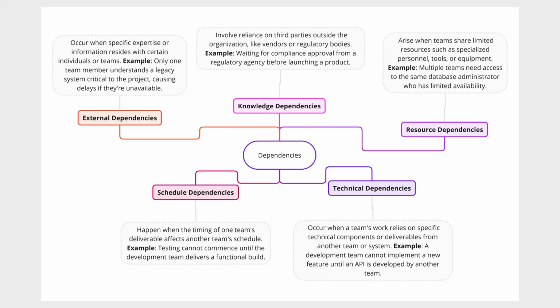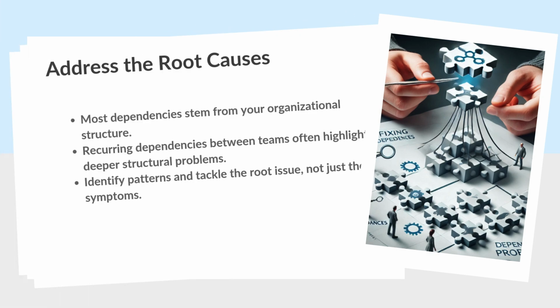Now that we know what we're up against, let's chart a course to manage these dependencies effectively. Here are 5 solid strategies to keep your agile ship sailing smoothly. Address the root causes of dependencies. Most dependencies are a direct result of our current organizational structure. They often stem from how teams are organized, how responsibilities are divided, and how communication flows within the company.